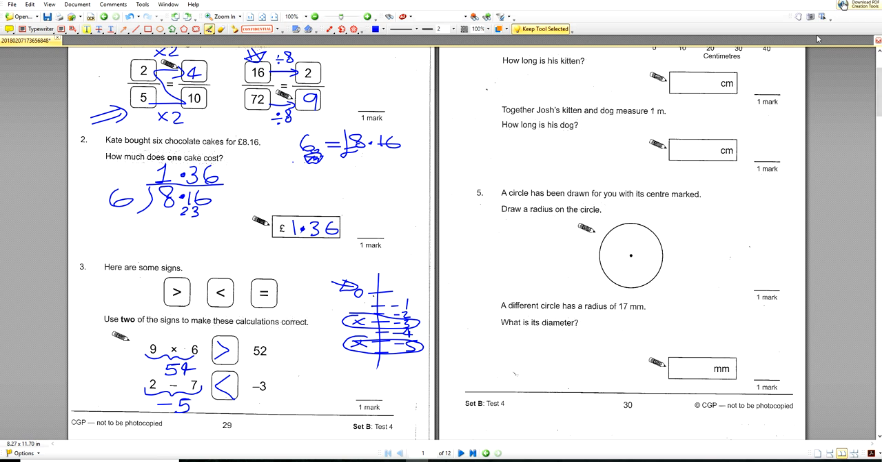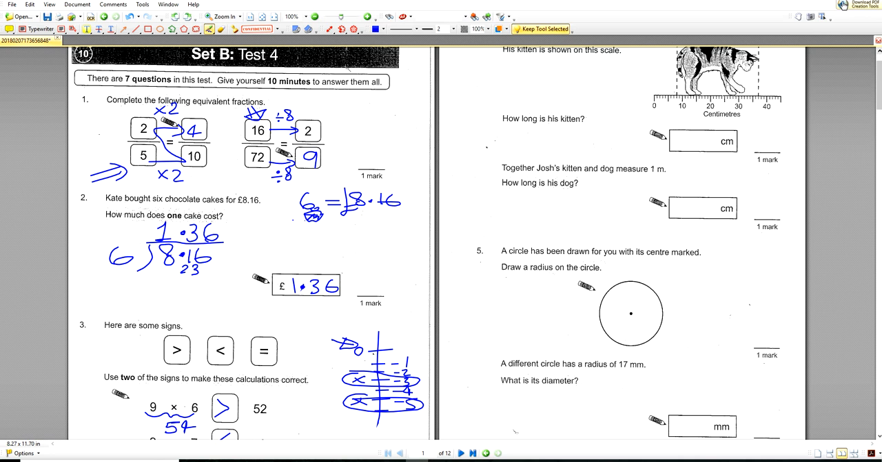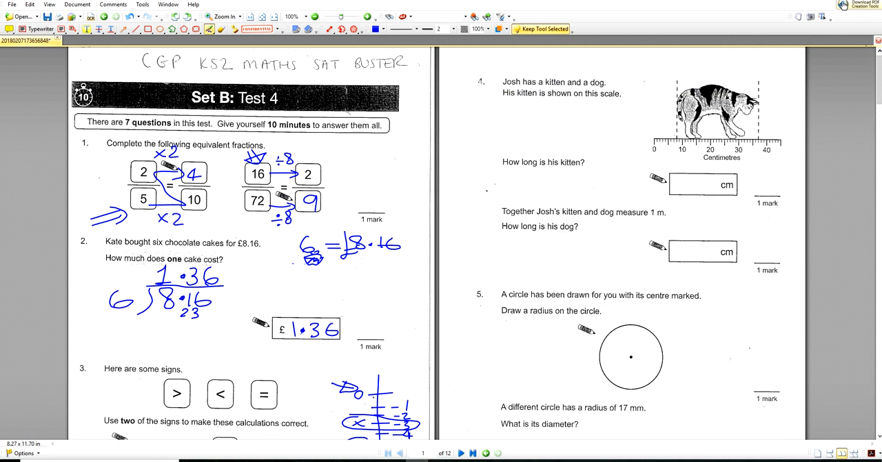Right, let's move on to the next question now. Question number 4, we have a kitten. Josh has a kitten and a dog. His kitten is shown on this scale. How long is his kitten? So we've got to measure from here, and we've got to measure up to here. So the first measurement we have on the scale, if you look carefully, that's going to give us 8 centimeters. And the next one will be 35, 36, 37 centimeters.